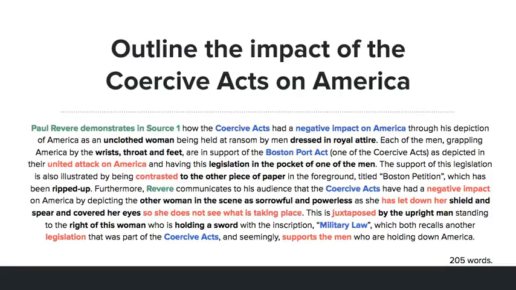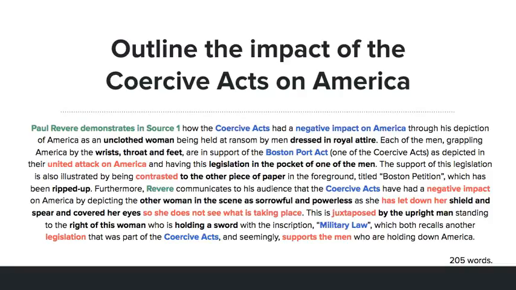Now that's 205 words. Remember, our first response, our first question has to be answered with about 200 words. Okay. Now, first observation, I haven't included every single detail from the source in my response. I haven't talked about Boston cannonaded. I haven't talked about the French and the Spanish men. However, whatever evidence that I have used to explain why there is a negative impact on America by the Coercive Acts.